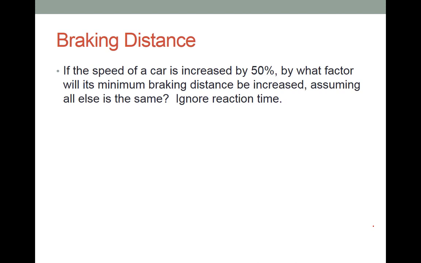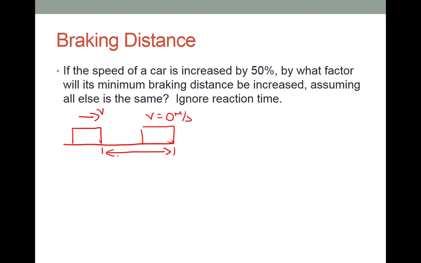Okay, the first thing I want to do is get an idea of a formula for braking distance. So we're going to start there, and then we're going to worry about this whole speed increasing by 50% thing second. So what do I have? I have a car happily moving at a speed v. And some distance later, it is no longer moving. And here is the distance we want to find.